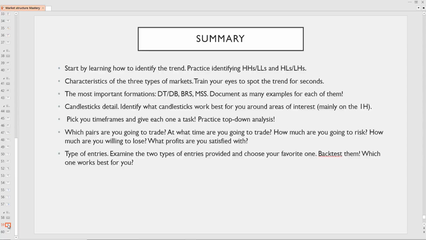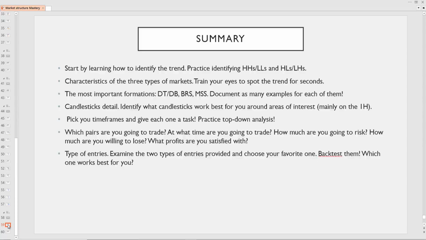Okay, then we pay a little bit of attention to the candlestick details. Okay, so most importantly, the three types of candles. Remember: pressure, indecision, and rejection. Identify what kind of candlesticks work best for you around the areas of interest. For example, if you have a 4-hourly lower high, then on the hourly time frame, what are the candles looking like? How do they start to reject? Does it show indecision? Does it show rejection? Does it show pressure in the opposite direction? And then actually we go to the 15-minute time frame, for example, to pick an entry using some of the formations, or again, a simple break and retest.